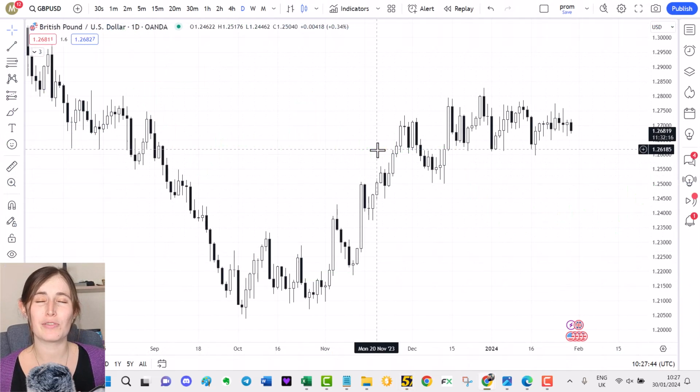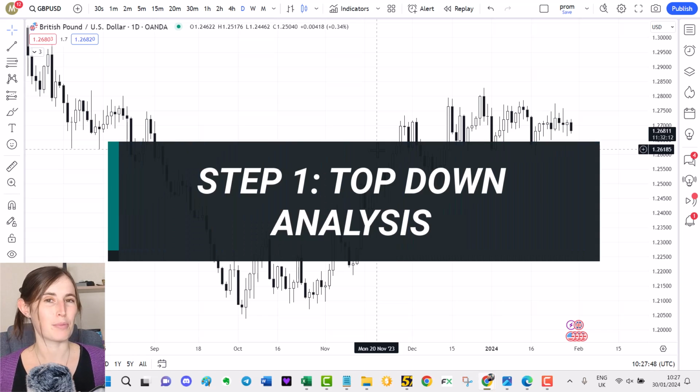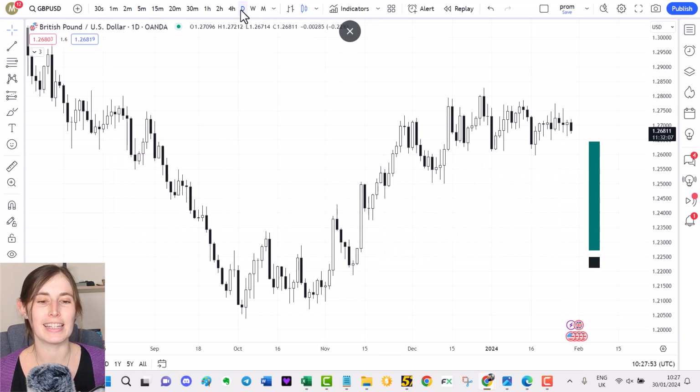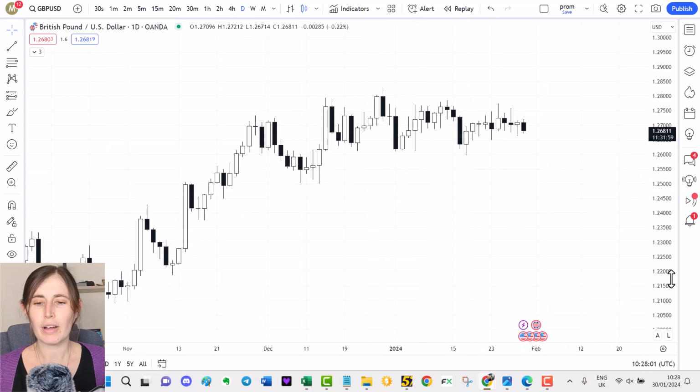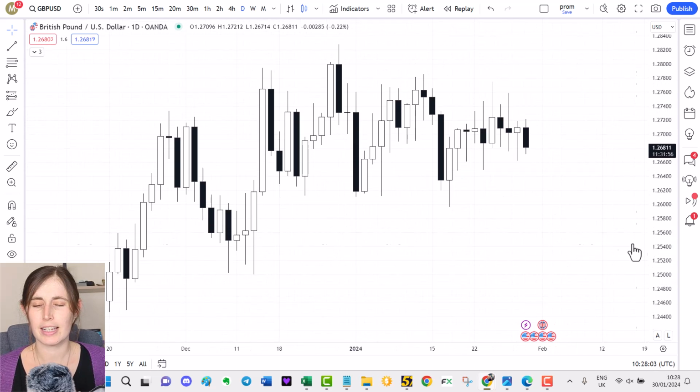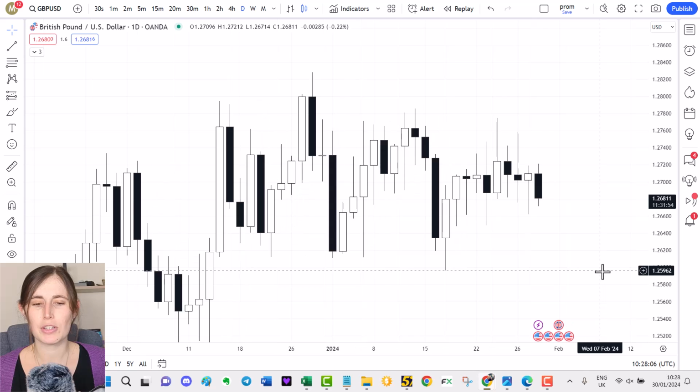So here we are on TradingView, my charting platform. And my first step in my trading plan process is my top-down analysis. And to do this, we're going to start on the daily time frame. Now I'm going to zoom right in on the daily time frame and what I am most interested in, because this is an intraday trading strategy.